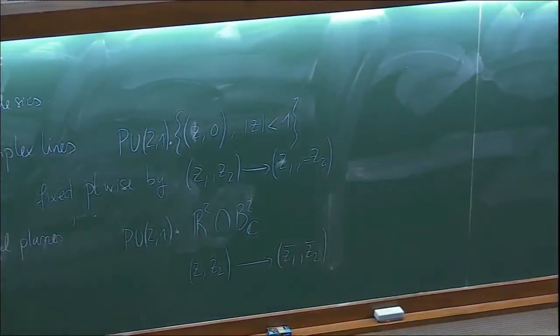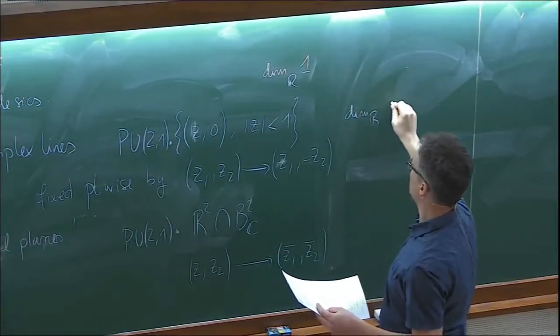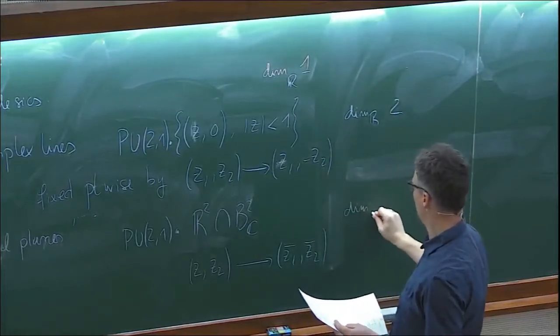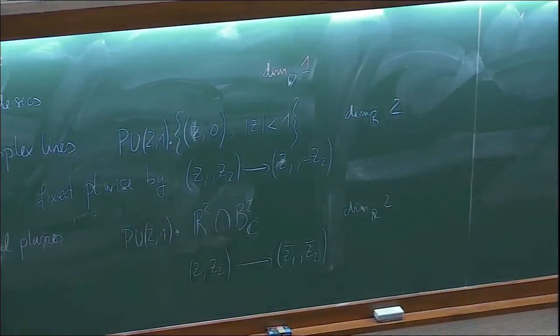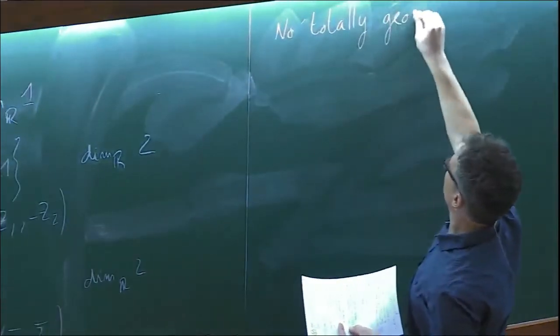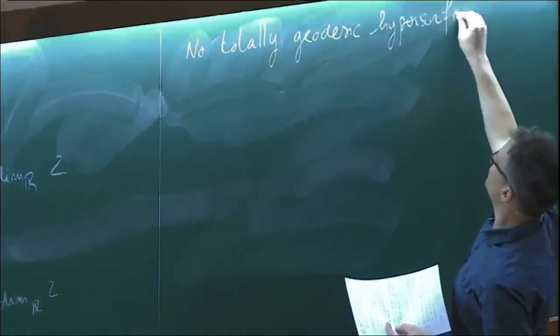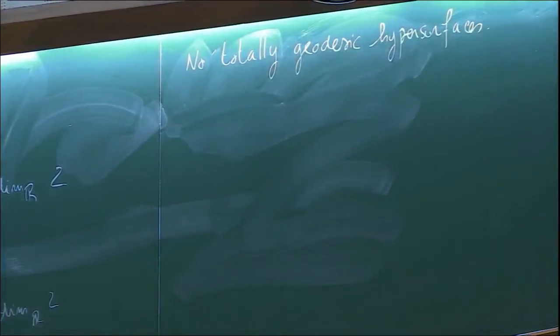Okay? Now, as you note, this has dimension 1 over R. This has dimension 2, and this has dimension 2 as well. And that's all. So in particular, we don't have any totally geodesic hypersurfaces. And why so? This is an effect of non-constant curvature.